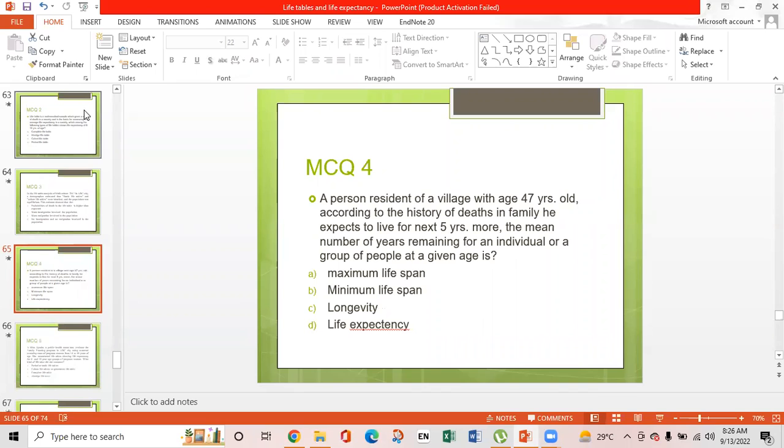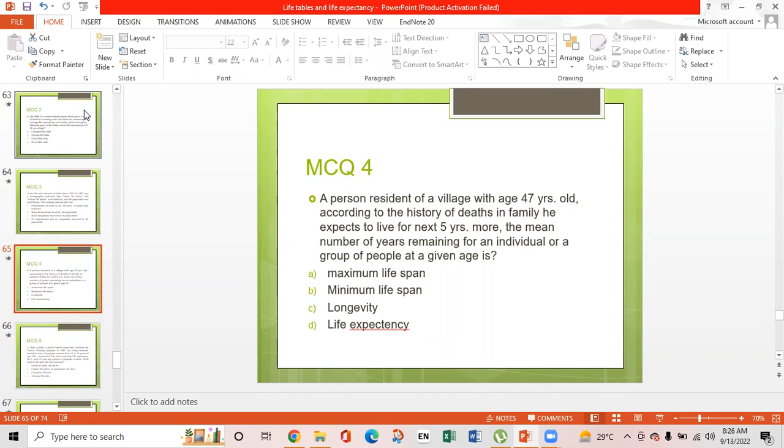A person, resident of a village, aged 47 years, according to the history of deaths in the family, expects to live for the next 5 years or more. The mean number of years remaining for an individual or a group of people at a given age is: option A, maximum lifespan; option B, minimum lifespan; option C, longevity; and option D, life expectancy.